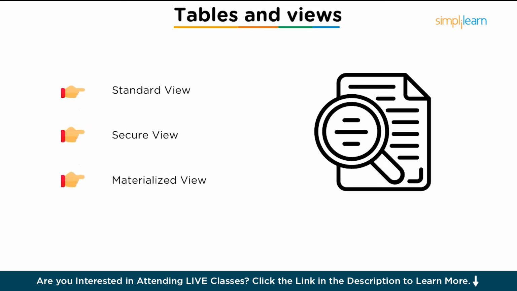Moving on from tables, we look at views, which are virtual tables offering a different perspective on our data. First, we have the standard view. This is a stored query. It doesn't store data but dynamically fetches the latest info from underlying tables when queried. Next, we have the secure view. This provides enhanced security, performing additional permission checks on all underlying data sources to prevent unauthorized access.